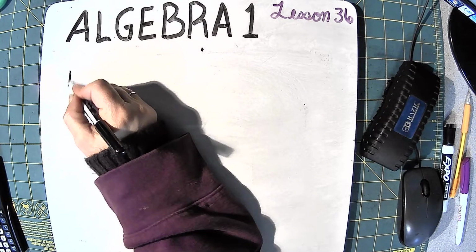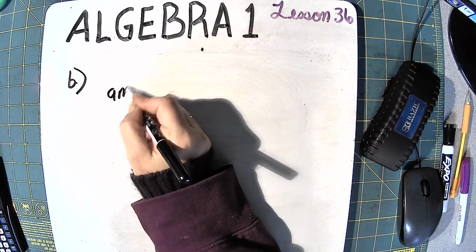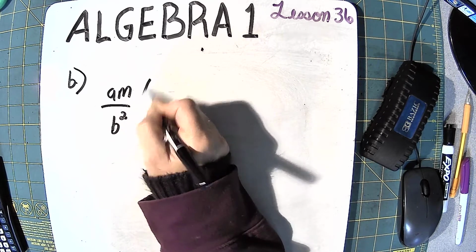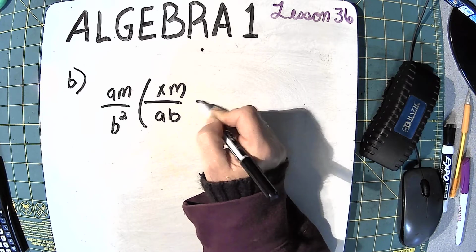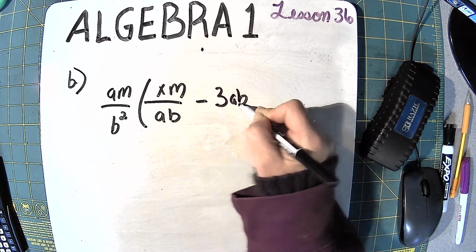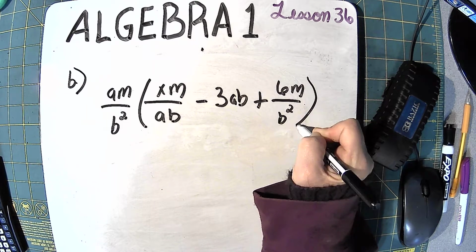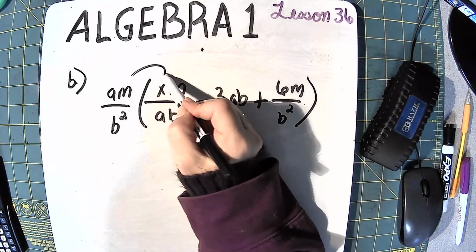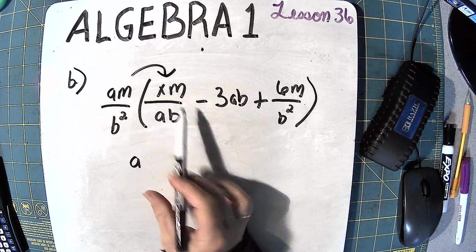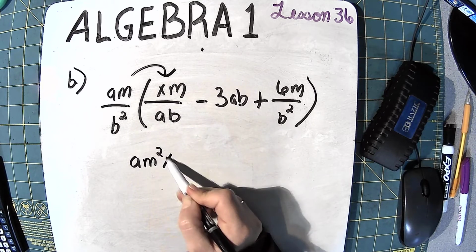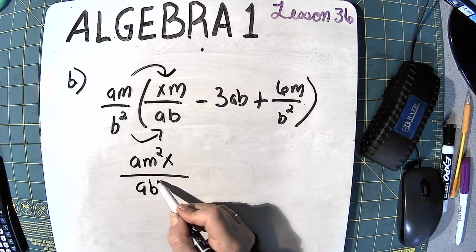Alright, B. am over b squared times xm over ab minus 3ab plus 6m over b squared. Alright, so I'm going to do these one at a time here. I only have one a. I have two m's. And I have one x. Then I'm going to go here. I have one a, and I have three b's.